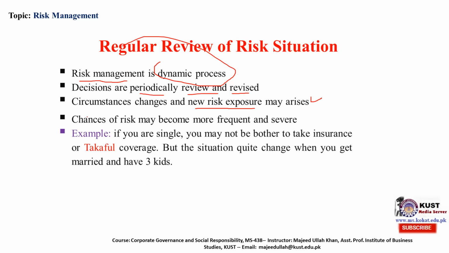As time passes, chances of risk may become more frequent and severe. For example, if you are single, you may not be bothered to take insurance with couple coverage. But the situation changes quite a bit when you get married and have 3 kids. Then you are thinking about the future uncertainties and their health, any mishap. So the situation changes with the individual, and so also the environment changes for the company.